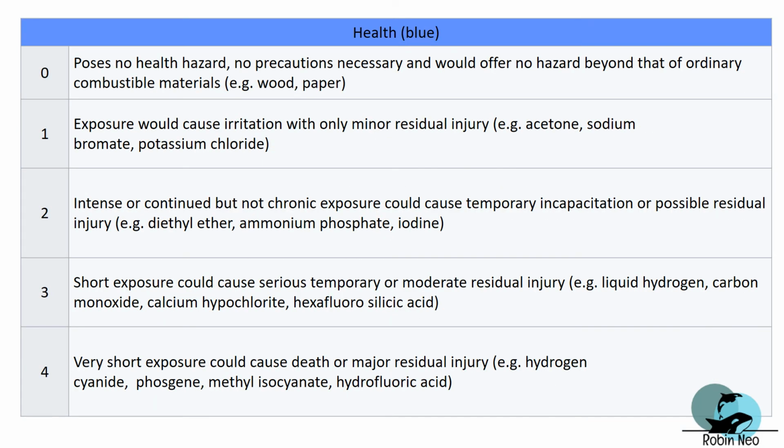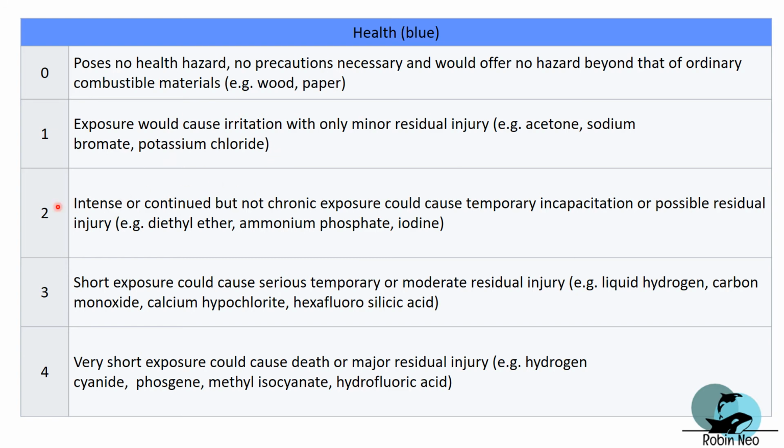Now let's see the blue diamond, which indicates level of health hazards. A chemical having 0 in blue diamond poses no health hazard, no precautions are necessary and would offer no hazard above and beyond that of ordinary combustible materials, like wood and paper. The chemicals with number 1 means exposure to these chemicals would cause irritation with only minor residual injury, like acetone, sodium bromate, and potassium chloride.